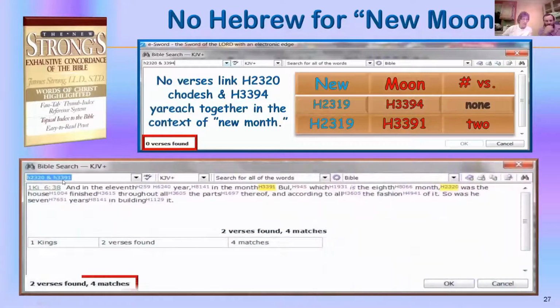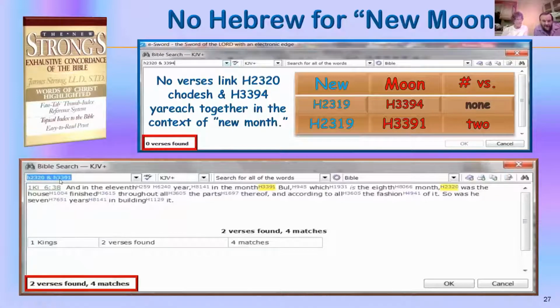This is still with the eSword. I put in 2320 and 3391. This is the Yorok lunation cycle. It says there's 2 verses found. Now it's saying 4 matches because it's picking up the 2 verses and it's picking up those 2 numbers. Okay, so we have in 1 Kings 6:38. Actually, Tim, can you read this for us, and they can follow along and see the 3391 here has a month, and over here a month is 2320.